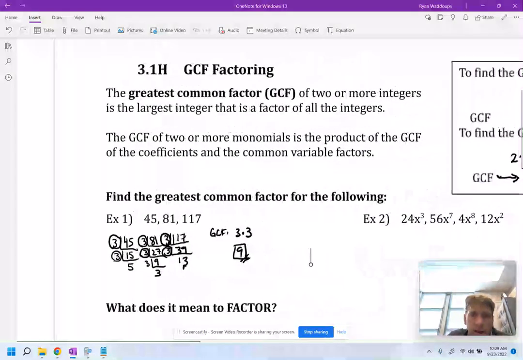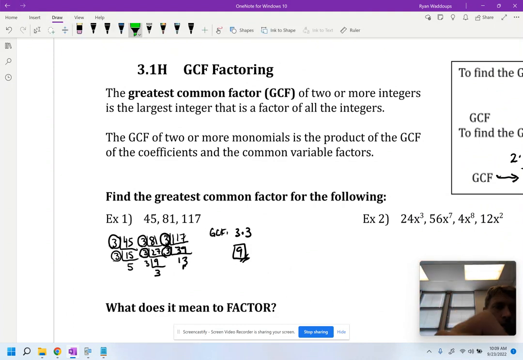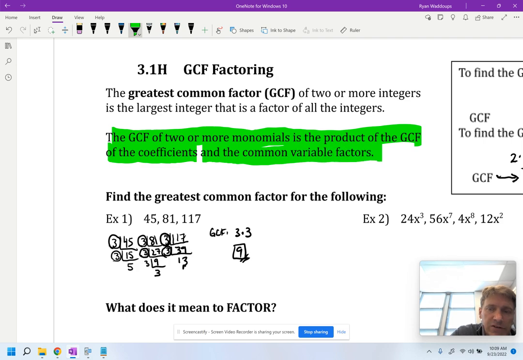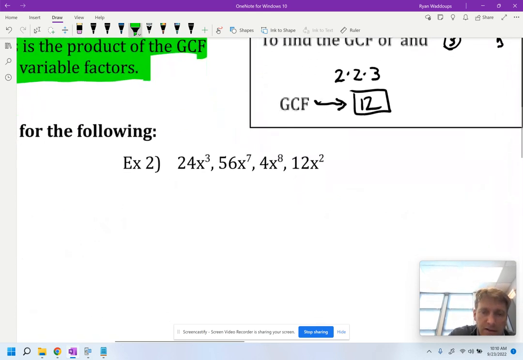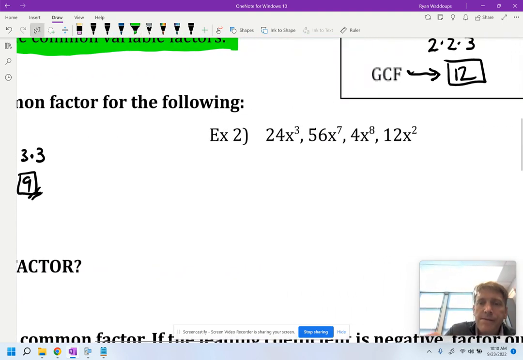All right. If we look at the next definition, it says that the GCF of 2 or more monomials is the product of the GCF of the coefficients and the common variable factors. All right, let's take a look at what that looks like here. So 24x cubed. So we're going to get 24, and that goes into 24 12, and 2 into 12 6, and 2 into 6 3 times.